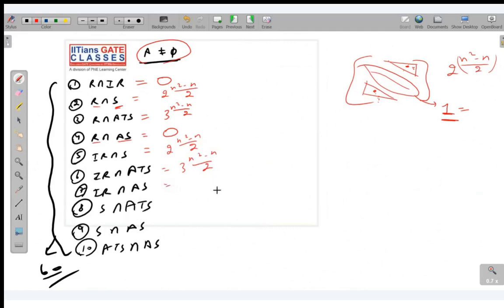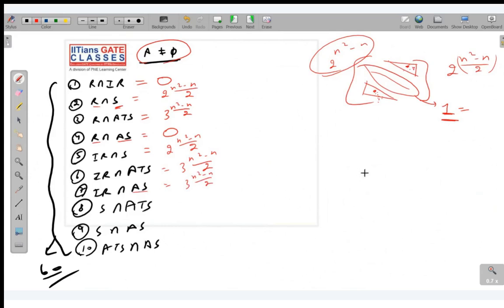Irreflexive and asymmetric. What should be the answer? Try to get it. Irreflexive is saying only one possibility for all the diagonal, absent. Asymmetric is also saying so, all should be absent. For irreflexive, every off diagonal element has 2 possibilities, and the total of off diagonal elements is n square minus n, so that was 2 power (n square minus n). But asymmetric is saying 3 possibilities for half of the elements. So 3 power (n square minus n)/2.